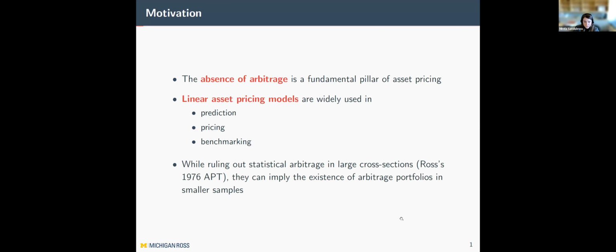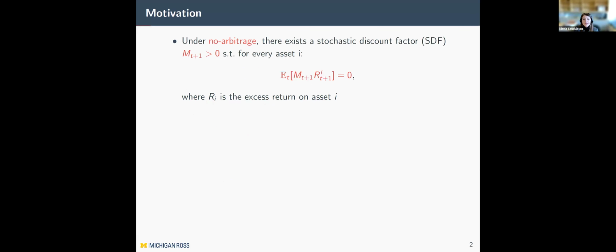So let me build up a bit more upon this last bullet point here. We know that under no arbitrage, we are going to have a stochastic discount factor, let's call it M. And if the no arbitrage condition is satisfied, then this stochastic discount factor M has to be positive in every state of the world. And we know from the Euler pricing restrictions that if we take the product between the stochastic discount factor and the excess return on any asset i, in expectation, by no arbitrage, this should be equal to 0.